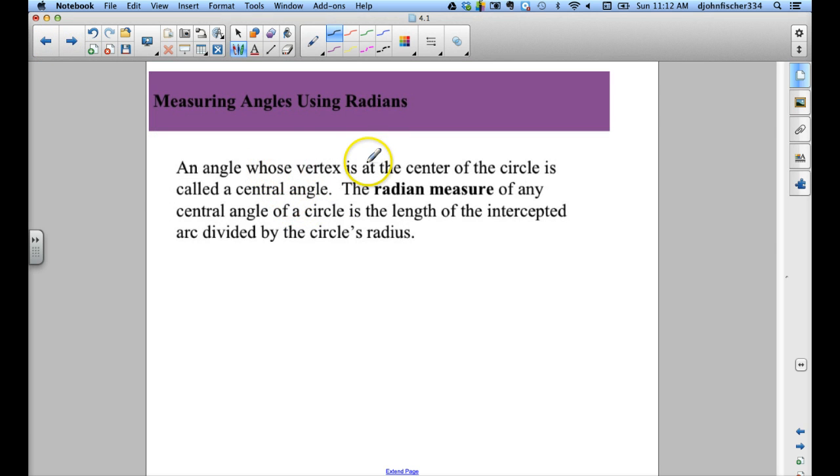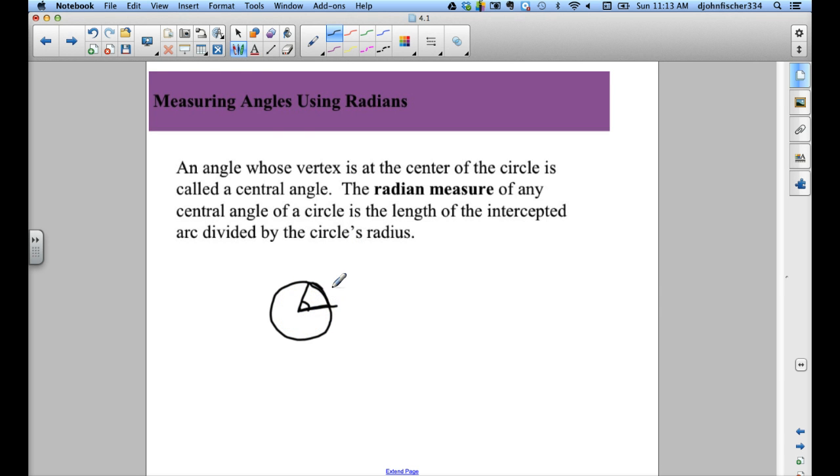An angle whose vertex is at the center of a circle is called a central angle. Okay, so if I drew a circle, I'm not very good here. Here's my center, and I'm going to draw an angle out. This is called a central angle. The radian measure of any central angle of a circle is the length of the intercepted arc divided by the circle's radius. So the radian measure is taking this arc divided by the radius of my circle.